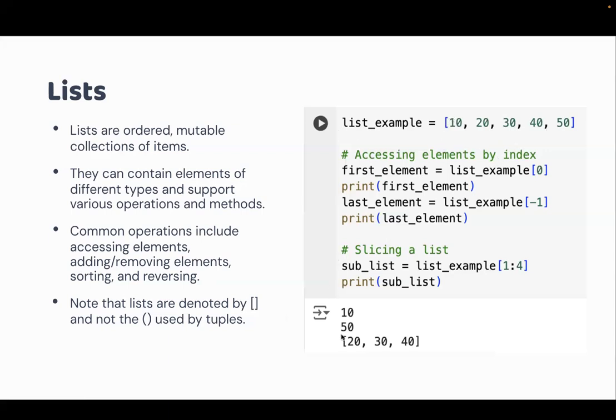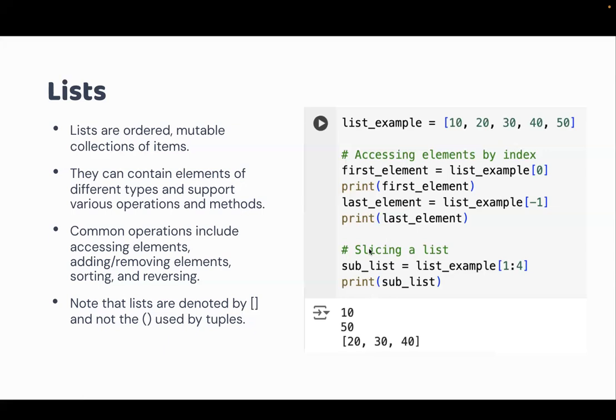And here is an example of accessing elements. It's a little bit like strings. We can also use the index. And remember, we use a zero-based indexing system. So 0 is the first element, which is the 10 over here. And we can also use the negative indexing system, where -1 refers to 50 as the last element.